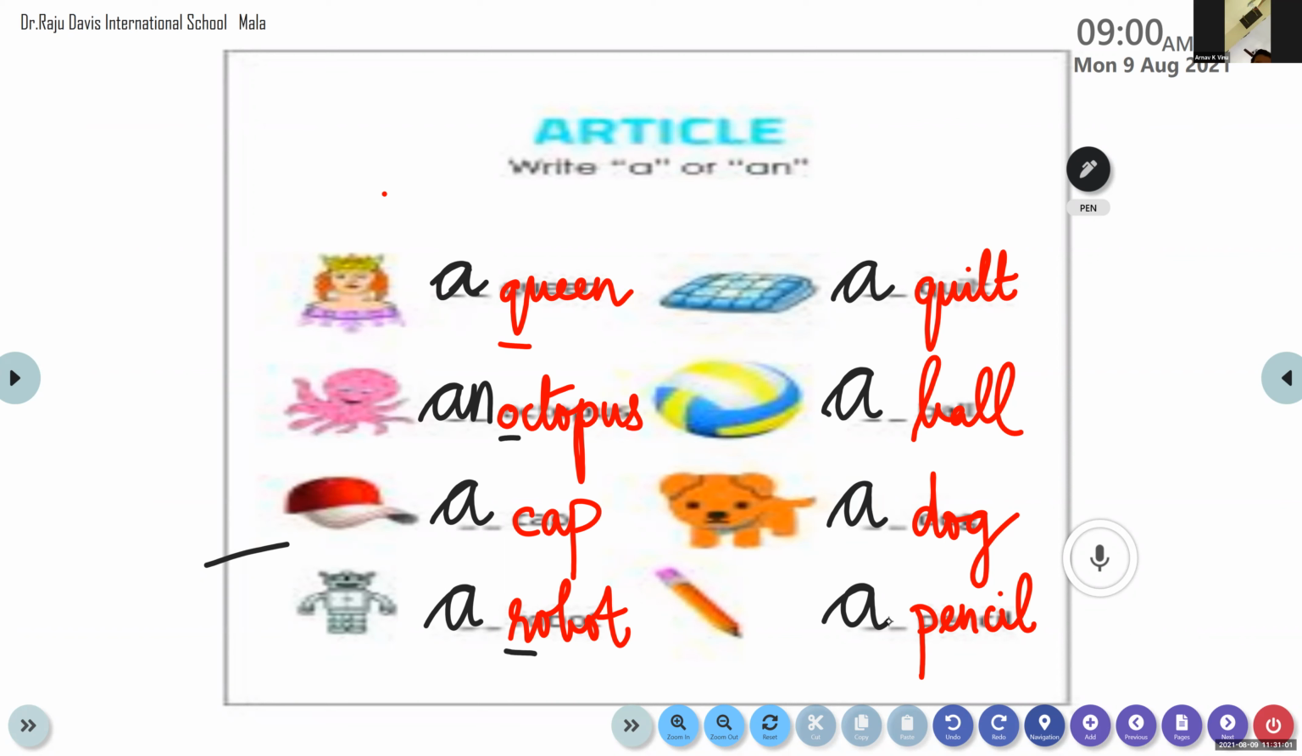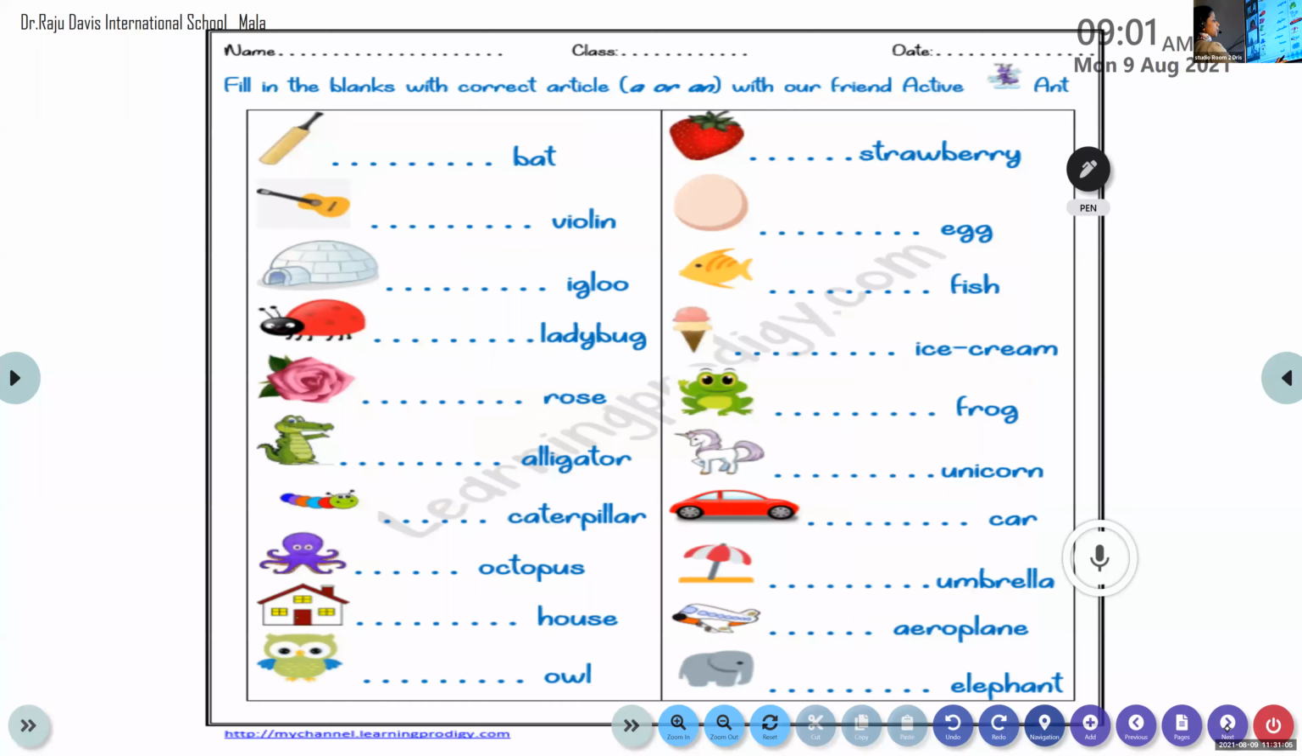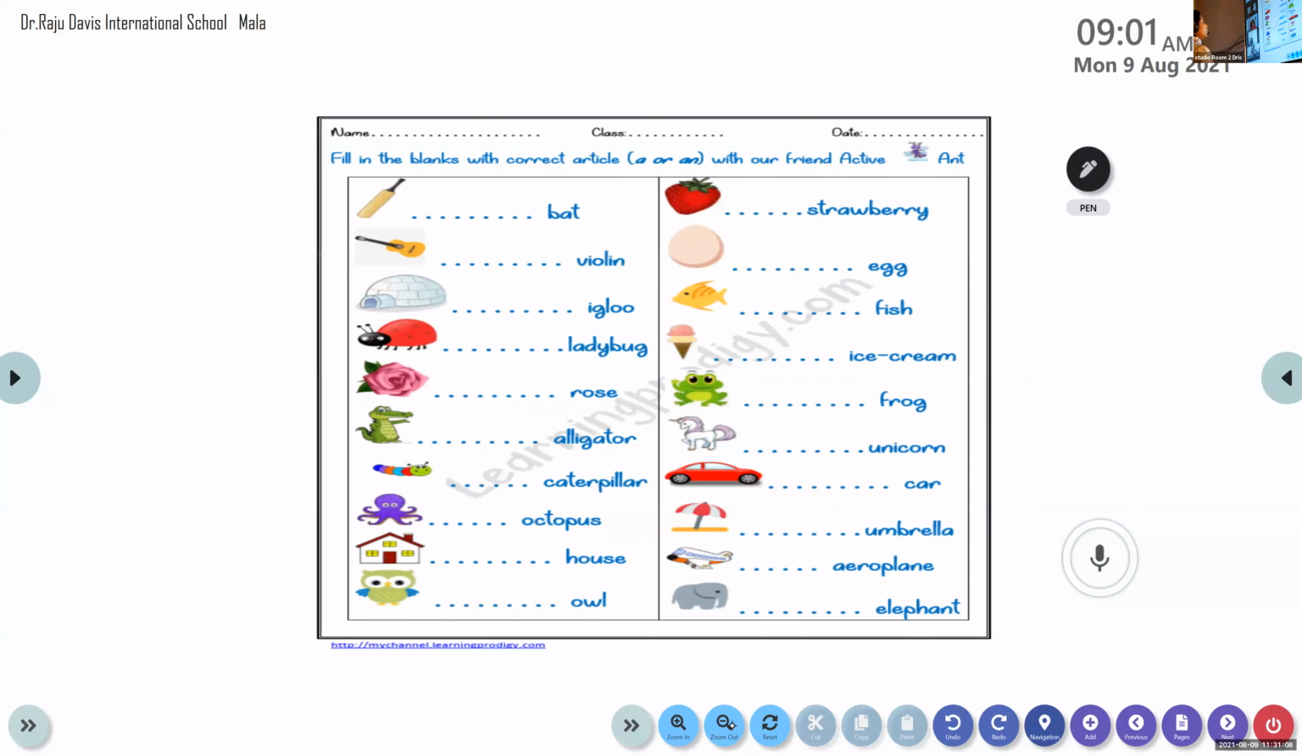Now let's move on to the next worksheet, children. This is not so clear. Let's move on to the worksheet which is clearer. So that many will be getting a chance. Krishna, come on. Do the first word. Bat. So we have to use a or an before the word. A. Very good. Because B is a consonant letter, we have to use the article a before the word.